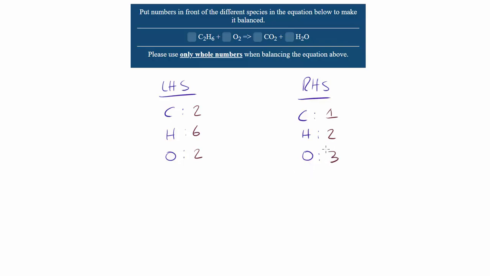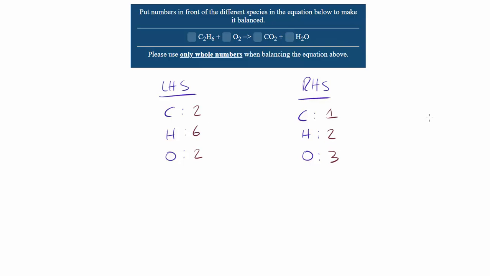As you can see from the numbers we've got once we've done this auditing process, none of our elements balance. The carbon's not balanced, the hydrogen's not balanced, the oxygen is not balanced. So how am I going to try and make this a bit more balanced?